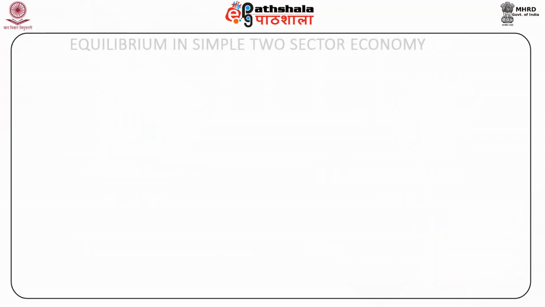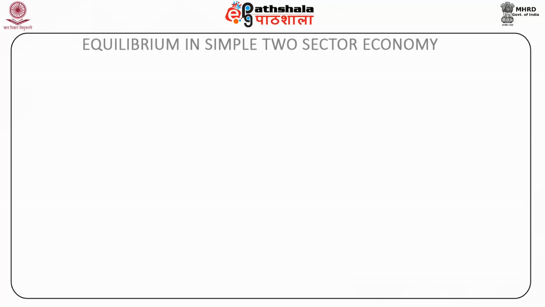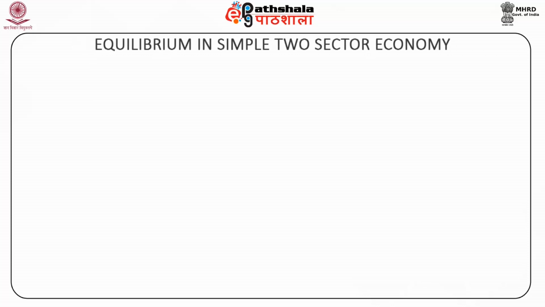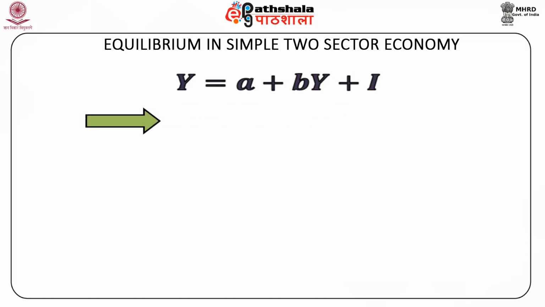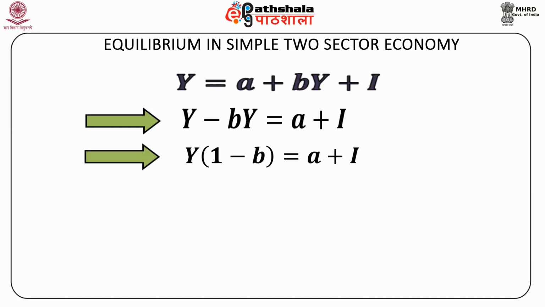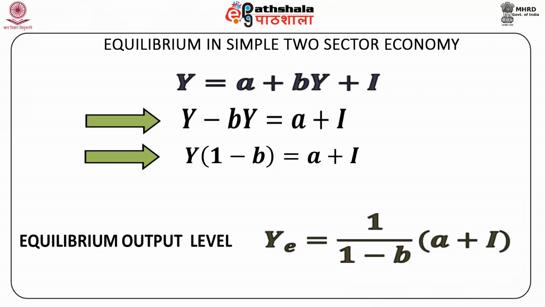Moving on, we substitute the value of C, that is consumption, in the demand function and the value of aggregate demand in the goods market equilibrium equation. We arrive at the following equation. Y = A + BY + I, which can be further written as Y - BY = A + I. Then Y(1 - B) = A + I. Thus, the equilibrium output level is given by YE = 1/(1 - B) multiplied by (A + I).